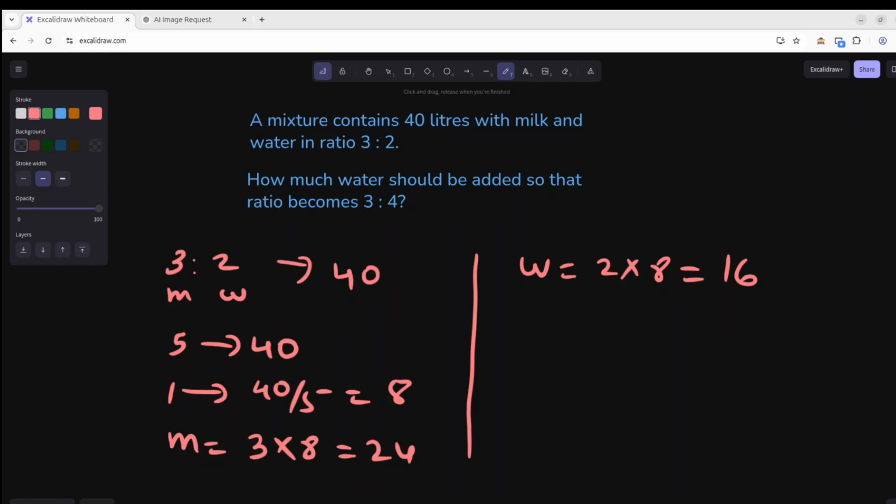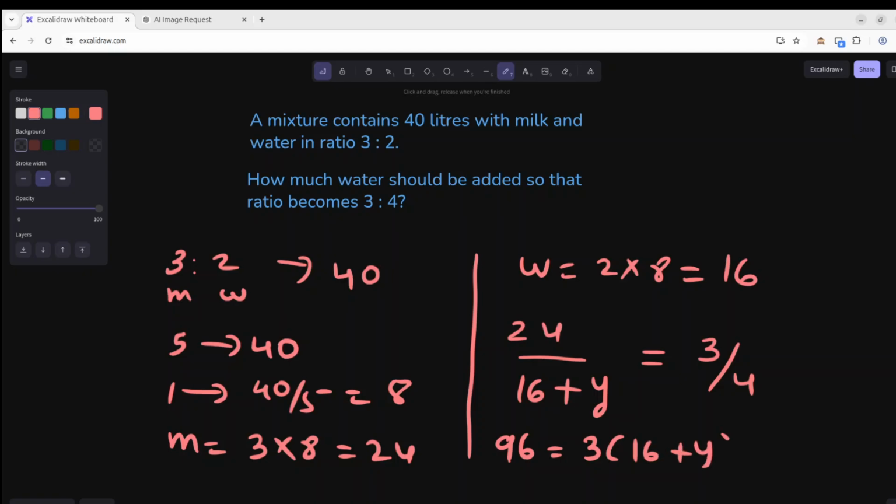Now, how much water should be added so that the ratio becomes 3 is to 4? Now we have 24 liter milk and 16 liter water. So we are going to add y liter water again so that the ratio becomes 3 by 4. Solving it, we get 24 into 4 equal to 96 equal to 3 into 16 plus y equal to 48 plus y.